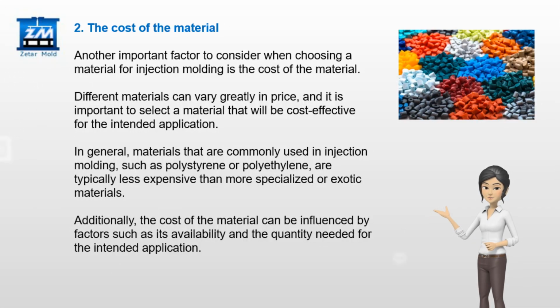The cost of the material. Another important factor to consider when choosing a material for injection molding is the cost of the material. Different materials can vary greatly in price, and it is important to select a material that will be cost-effective for the intended application. In general, materials that are commonly used in injection molding, such as polystyrene or polyethylene, are typically less expensive than more specialized or exotic materials. Additionally, the cost of the material can be influenced by factors such as its availability and the quantity needed for the intended application.